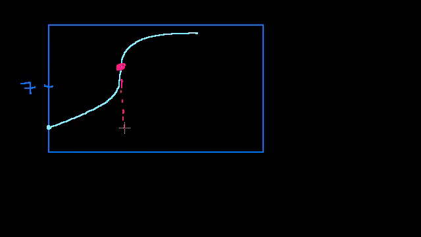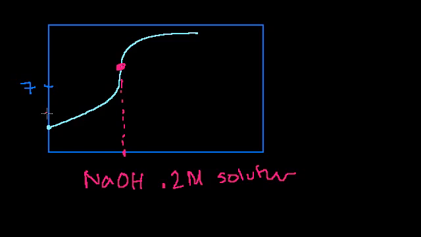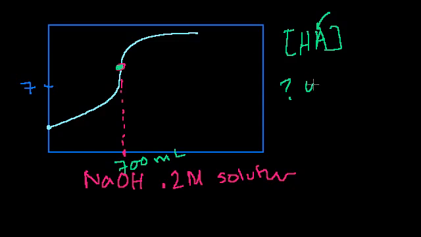And let's say our reagent that we were adding is sodium hydroxide, and let's say it's a 0.2 molar solution. And this is the point that we added. I've been using round numbers, so I'll use 700 milliliters of sodium hydroxide as our equivalence point right there. So the first question is, how much of our weak acid did we have? What was our original concentration of our weak acid? This is just a general placeholder for the acid.